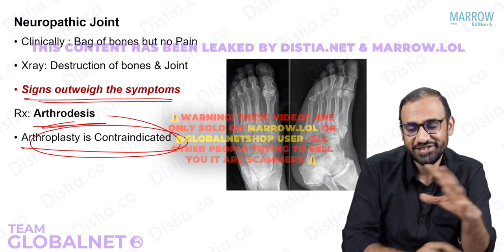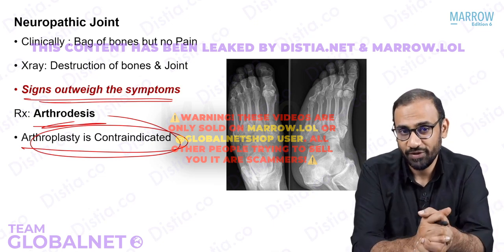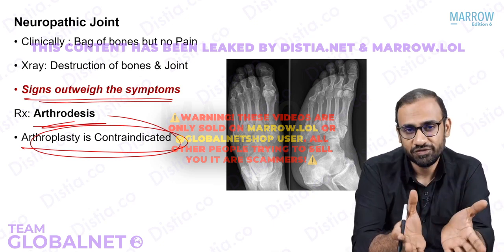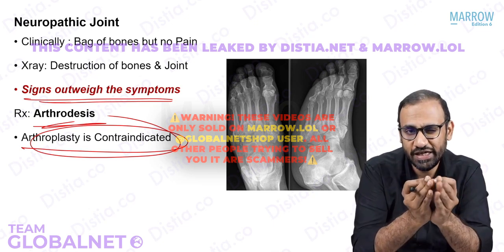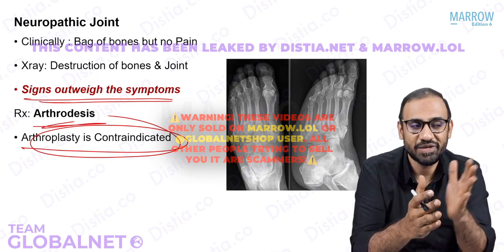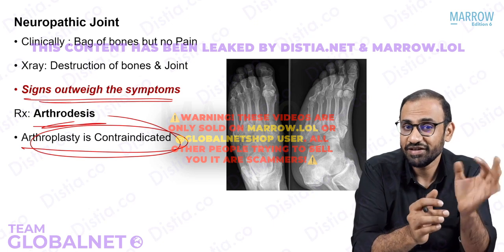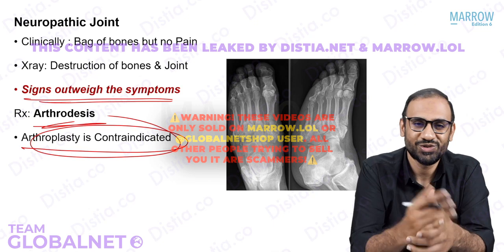Is this clear? This is all about neuropathic joint and all about the joint disorders that I wanted to discuss. The aim of the discussion was to help you make the diagnosis by giving you the key differentiators radiologically, clinically, or based on the history. And once you've identified the diagnosis, then the answer is in front of you because you know the theory.